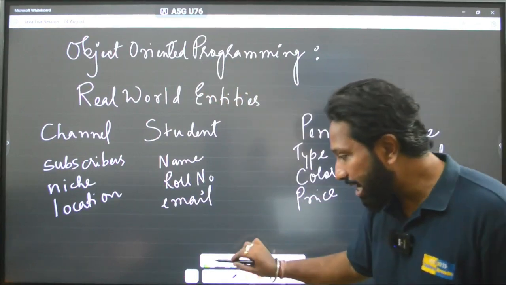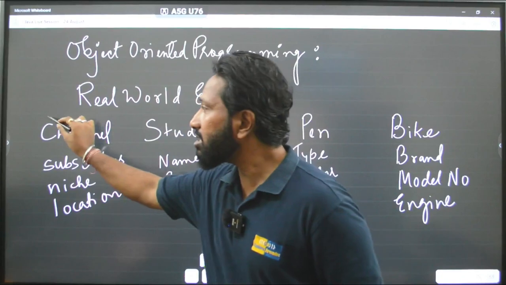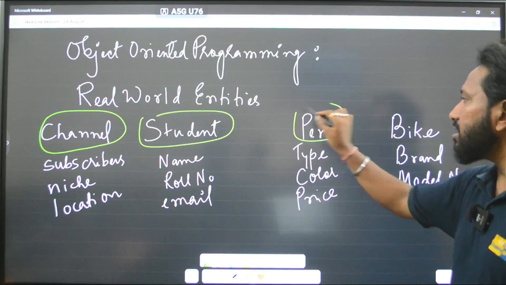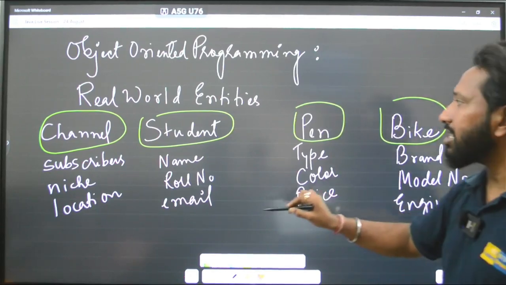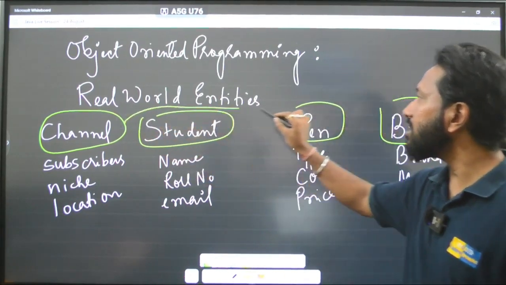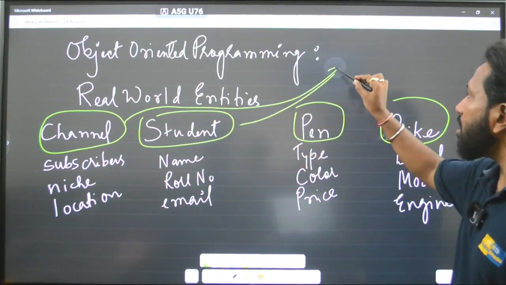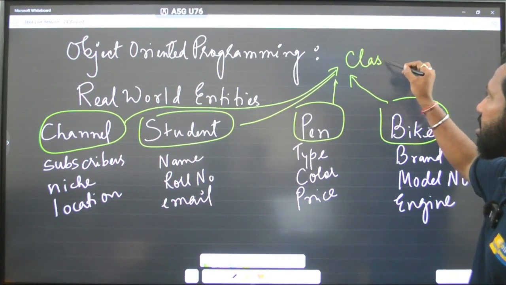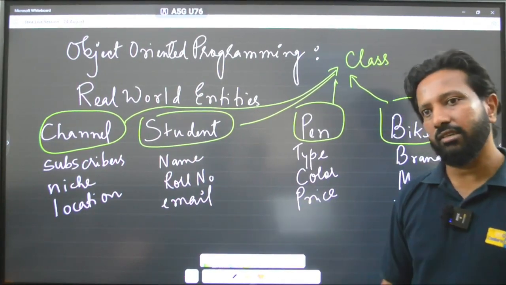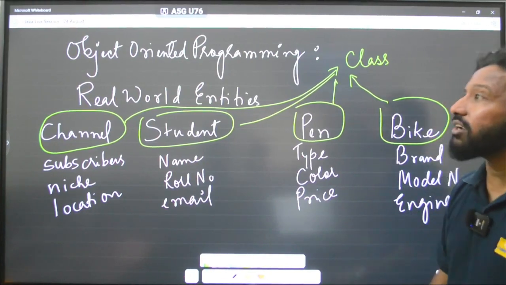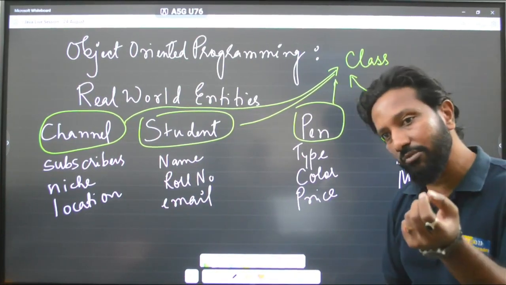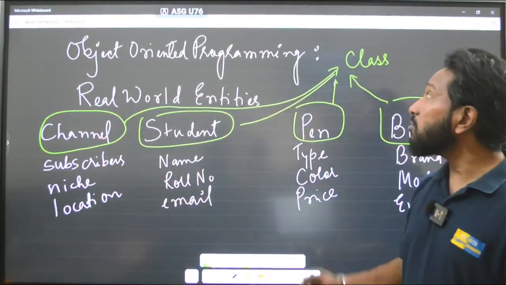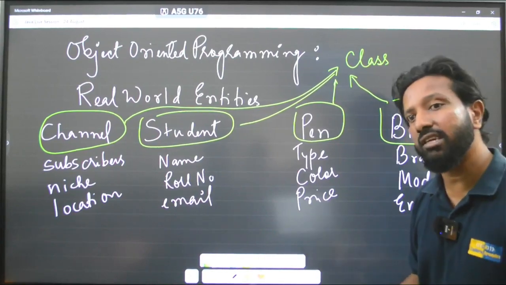So, the main entity here that you see, this is the channel, this is a student, this is a pen, this is a bike. All these things can be called a class. Got it? So, the most important entity in object oriented programming is a class, which is the main thing where we have lots of properties.